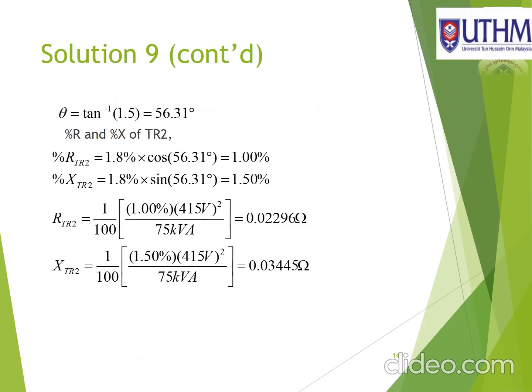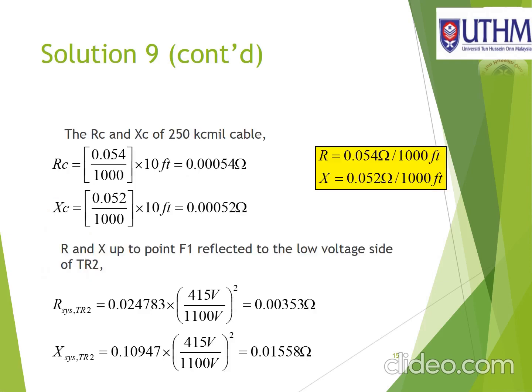Next we have to calculate for the transformer. This one is for the transformer. We have the percent SR and RTR for transformer number 2. Repeat the same method, and we will get the R and X for transformer 2. Lastly we have to calculate for the 250 kcmil cable. We get the R and X, and we have to refer them to the low voltage side of transformer number 2 by using this formula. So we get the R and X value.